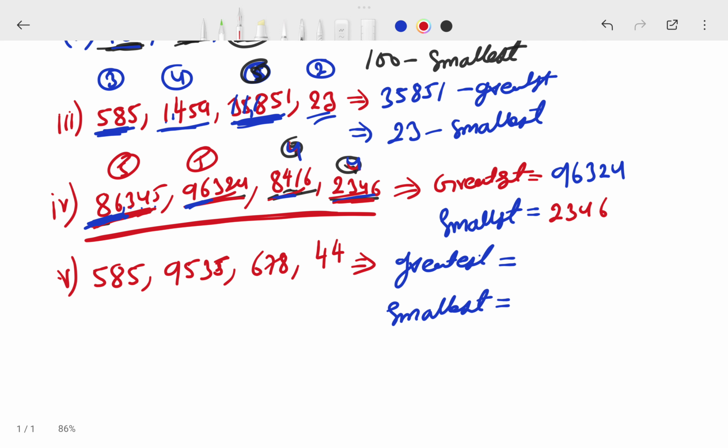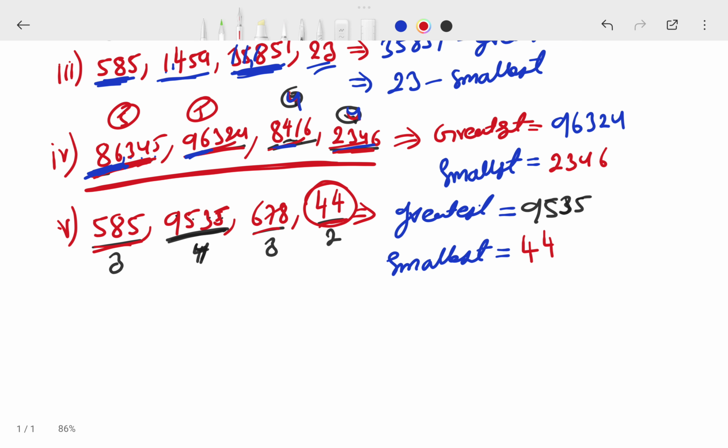Now let's find out. In this one, how many digits? This is 3 digits. Here 1 2 3 4, it has 4 digits. Here it has 3 digits, and this has 2 digits. Now which is greater here? The one with more digits. This has 4 digits, so it means this is greater: 9,535. Now which is smaller here? This has 3, this has 2, only 2 digits, that is 44. So 44 is smaller. Simple. So you can count the digits and do it that way.